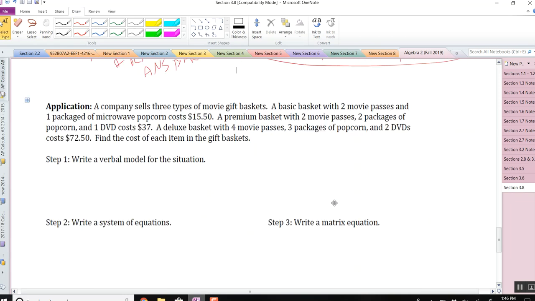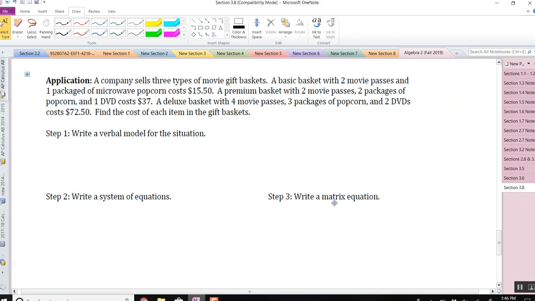And then here, we have a word problem where we have baskets. A basic basket has 2 movie passes, 1 microwave popcorn. Good Lord, it's a lot of money, $15.50. A premium basket gets that, and a DVD. Ooh, and a deluxe basket gets even more stuff. So it's 3 unknowns, right?